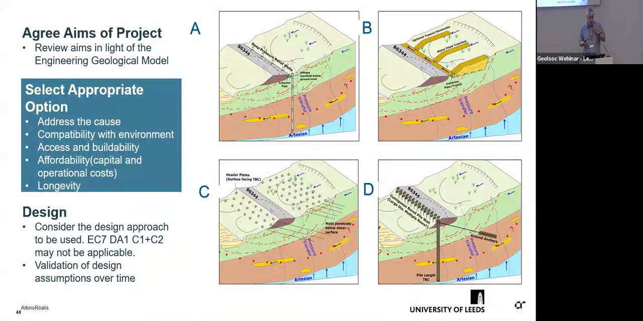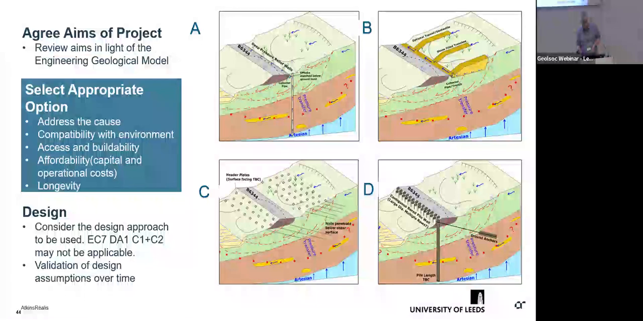Obviously, you've got to understand what failure mechanisms you're going to address within the landslide. And there are other considerations that need to come into account at the option stage, like compatibility with the environment, access and buildability, and the affordability of what you're going to do: what are your initial capital costs compared with your operational costs, and how long are these solutions going to last.